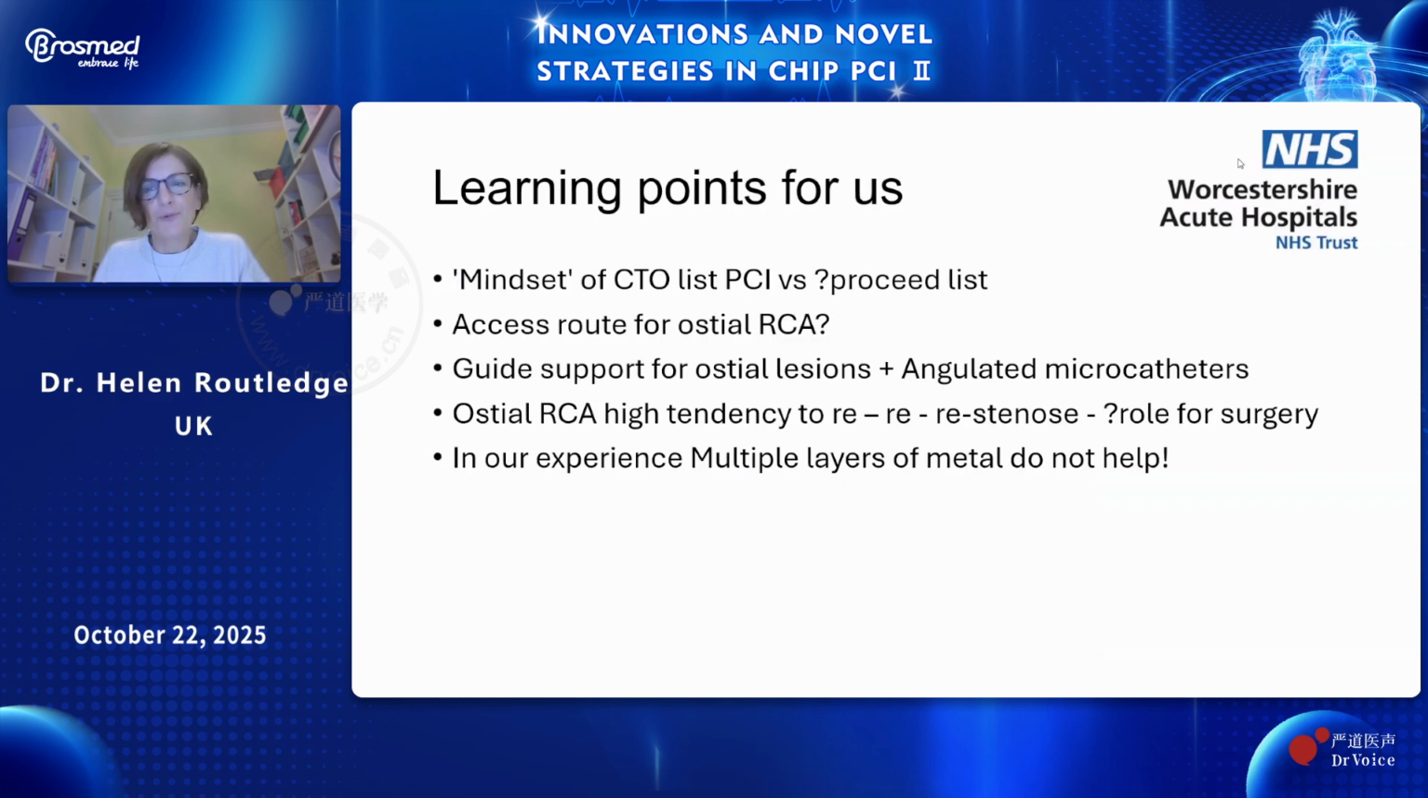So the learning points for us were the different mindset. If you're on a CTO list and you feel you've got all day to tackle this lesion, you're more likely to succeed. Some thoughts about access routes for ostial right coronary arteries and guide cath support. And really the tendency of the ostial right coronary artery to re-stenose. And in our experience, if you put another layer of metalwork in there, it's not going to help. So probably a drug-coated balloon strategy is good, but I'm not sure whether it's enough and whether actually, even though we don't think of the ostial right as an indication for surgery, maybe we should do more often because this lesion will come back. So that was my first case.